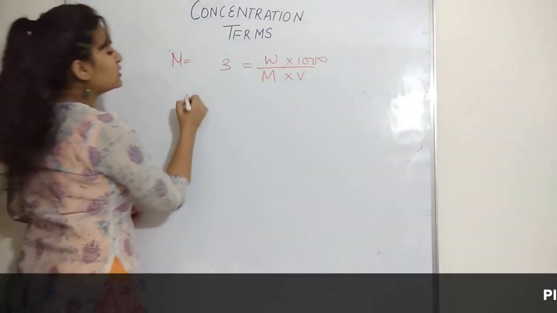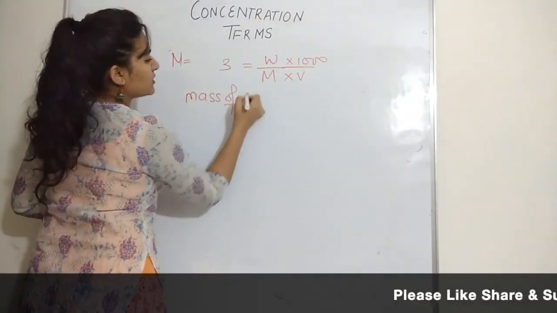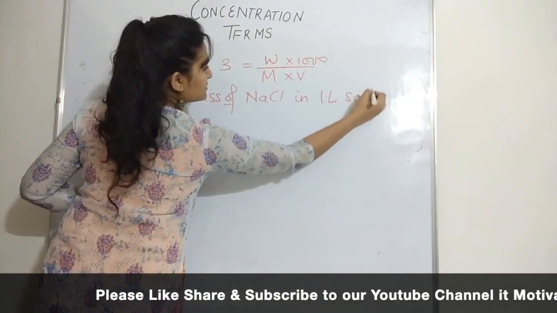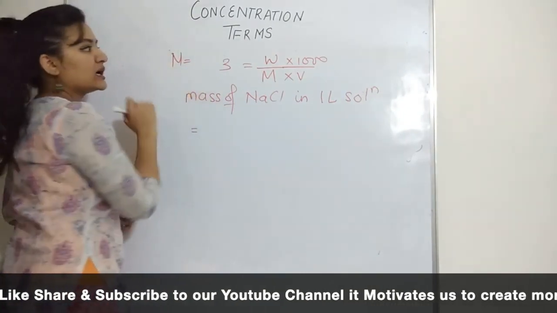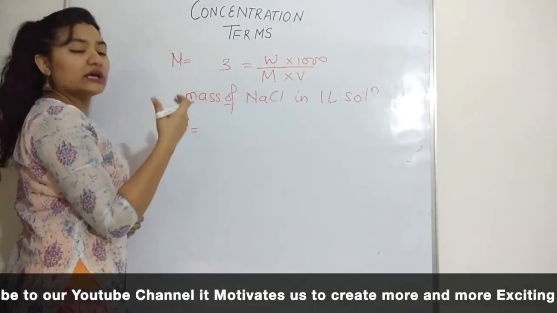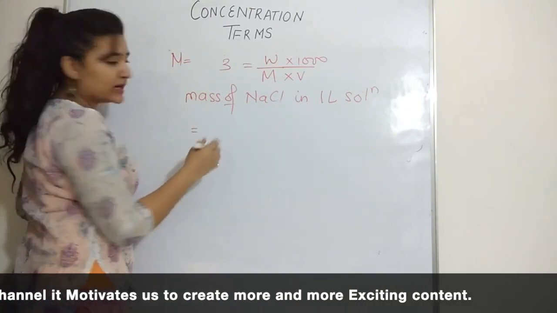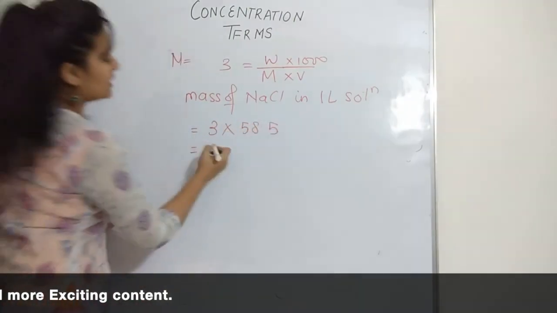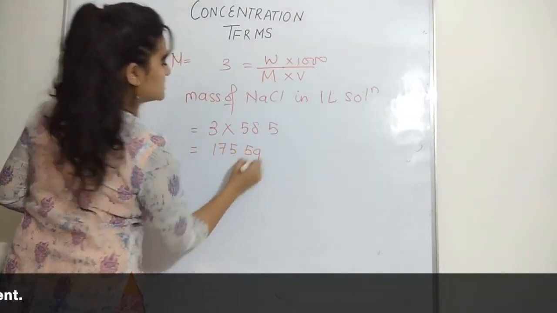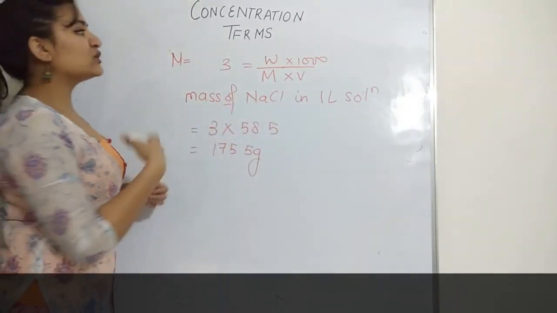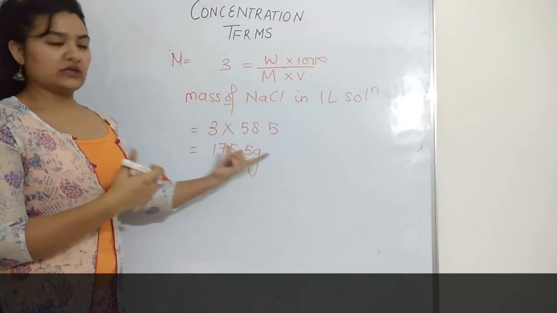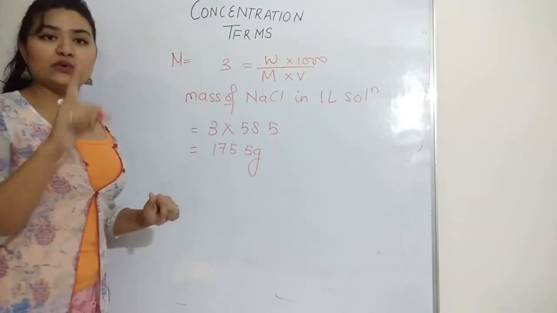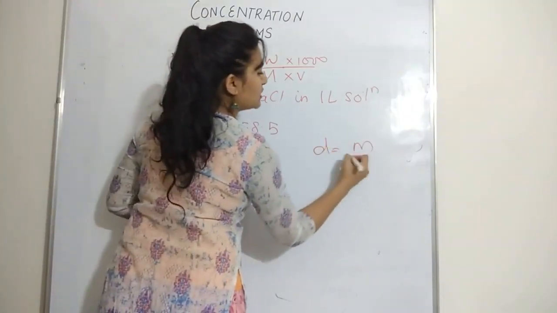Now, if I have to find out the mass of NaCl in 1 liter of solution, then it will be molarity into the molar mass of sodium chloride. You can say molecular mass also. So that will be 3 into 58.5, 175.5 grams. Okay, so this is the mass of NaCl. Now let's find out the mass of that 1 liter solution, because we need to find out molality ultimately. Now how will the mass be found? You have density, you can use that. Density is mass upon volume.